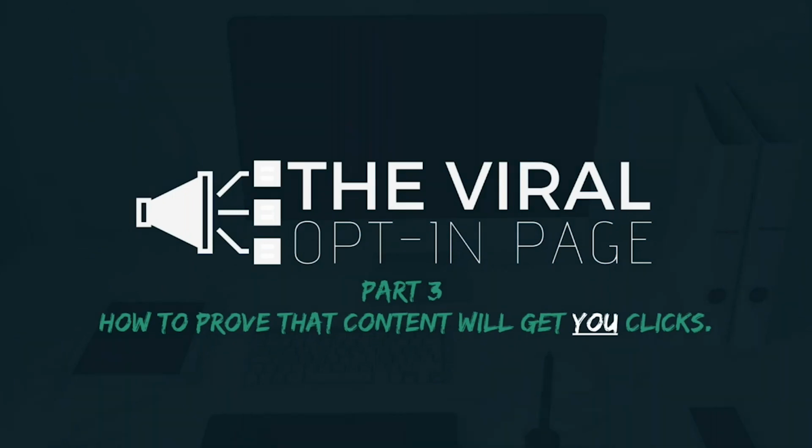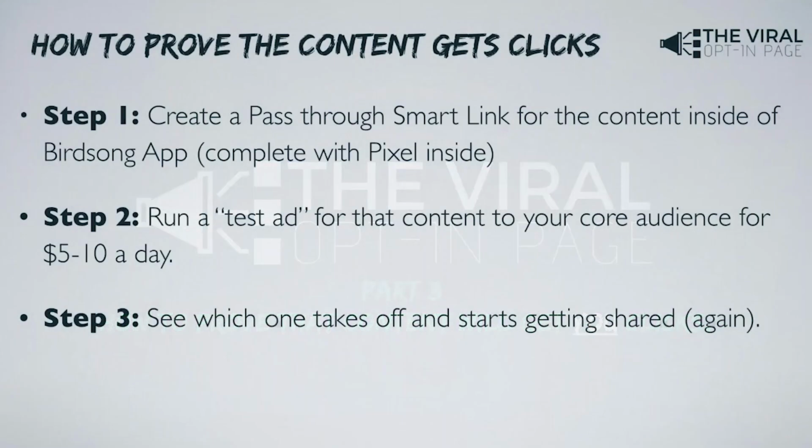So here's what we do next. We're going to prove that this content gets us clicks, but we're going to prove it in a way that benefits us. So here's what we're going to do. We're going to create a pass-through smart link. I use an app called Birdsong that we built for this because we were getting results with it. We needed an app that did some things that none of the others did. But you're going to use a smart link. Inside of this smart link, the smart link does some key things. It has a pixel inside so you can build a custom audience the entire time that you're doing this. But it also does some really key things. I'm going to go through those things here in a second.